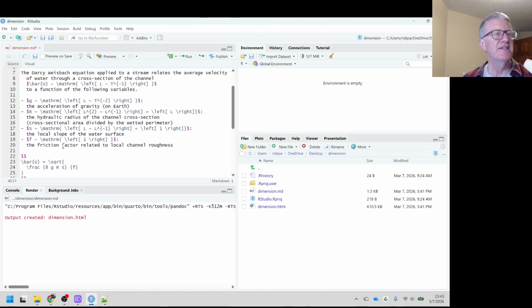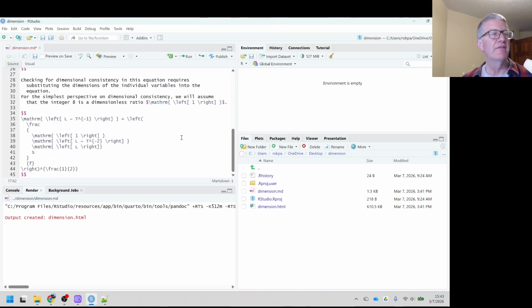And finally, same deal with S in the numerator. I can grab all of this, but I've already done the work to show that S is also a dimensionless ratio, a rise over run. So I don't need to show the length per length. I can just show a single dimensionless ratio. And then finally, we have the F in the denominator. And I already know that's dimensionless, so I'm just going to grab a dimensionless number from here and put it in place of the F.